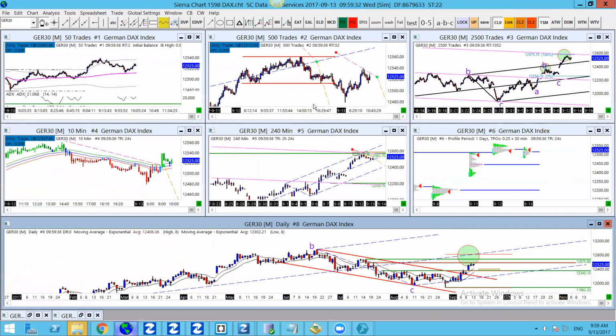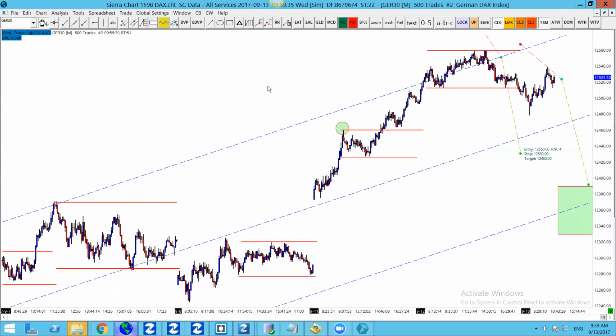All right, what's next? 500 tick chart. I'm looking at automating a strategy that covers these sort of consolidation boxes. Really, really useful. You can use it in combination with other technical tools as well. So I'm getting a couple of developers involved to build something there.